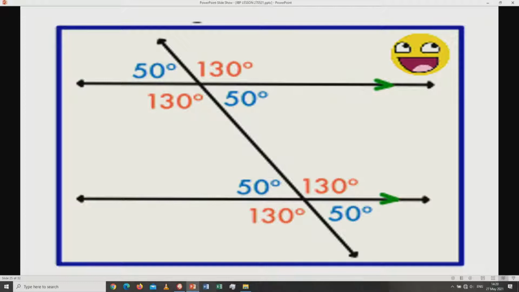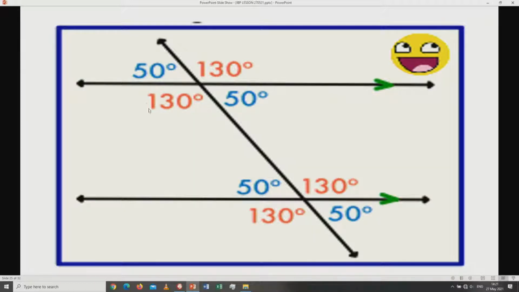There we go again. Straight line. Angles on a straight line, when you add them, give 180. Remember, vertically opposite angles are equal. Vertically opposite angles share the vertex.